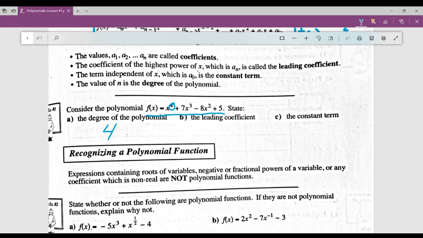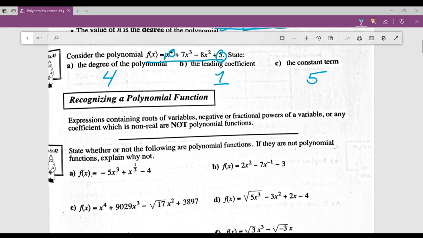Leading coefficient is the number in front of the term with the highest exponent. So in this case, there would be a 1 there. The leading coefficient is a 1. Constant term is the term that has no variable. In this case, that would be 5. All right.